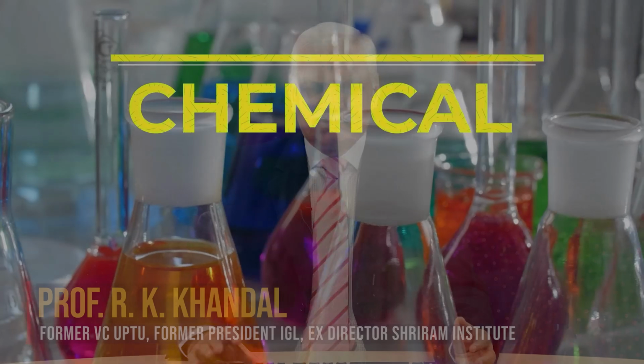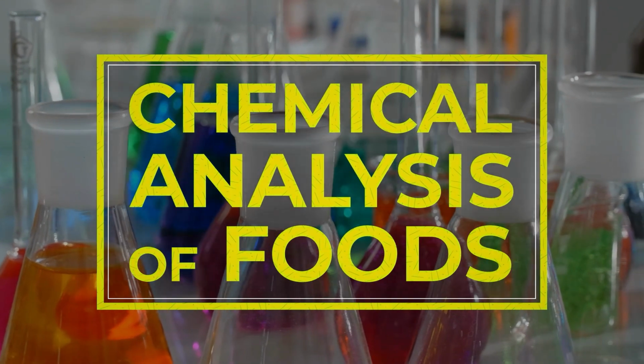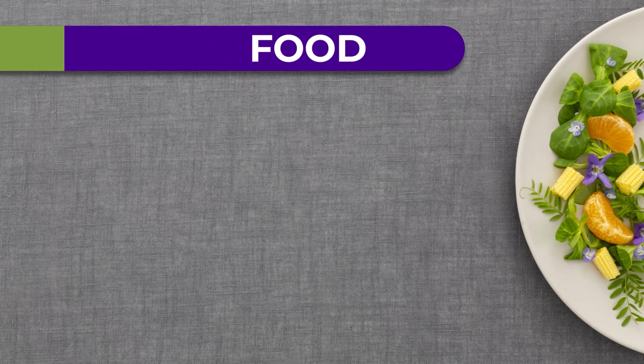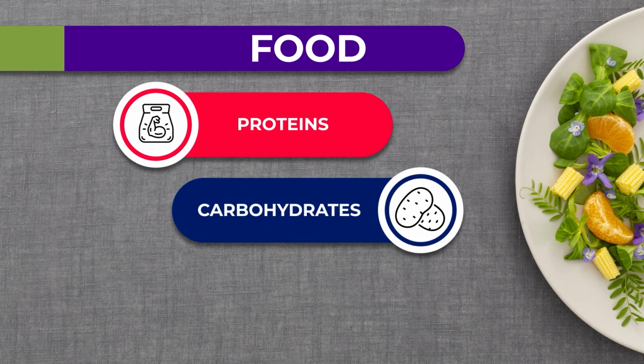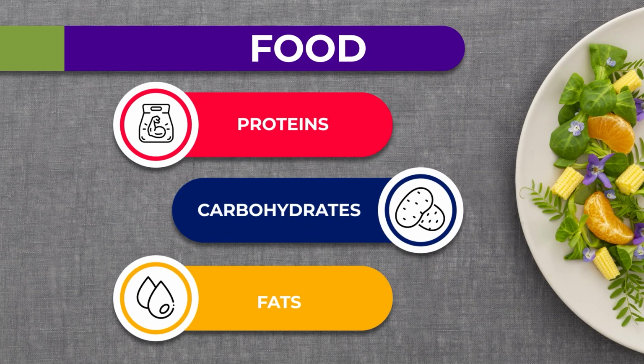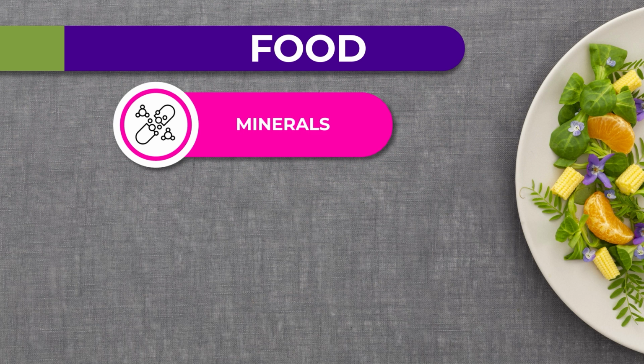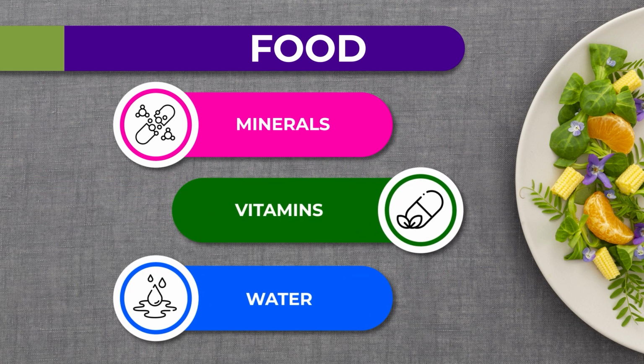We will cover in this session chemical analysis of foods. When we say food, it has components like proteins, carbohydrates, fats, minerals, vitamins, and water. And of course, trace amounts of various nutrients. It is a highly complex structure.